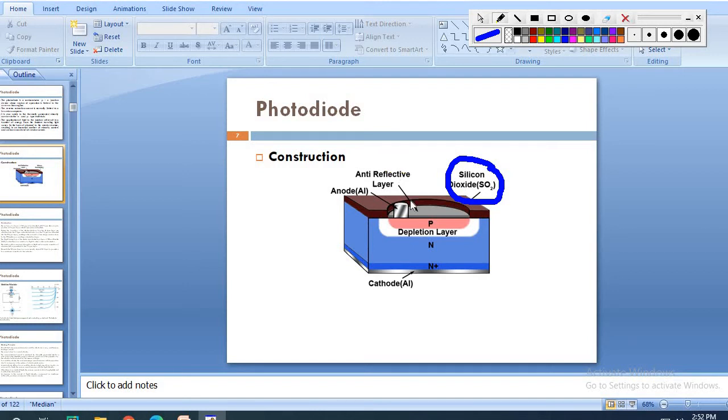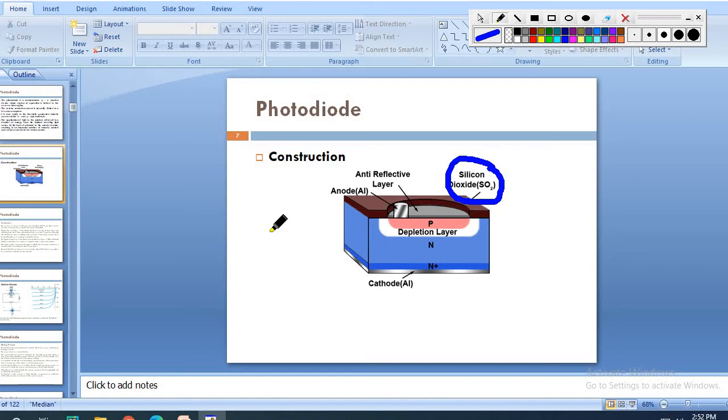And one more thing, I need to connect this anode with the aluminum layer, which is connected to the P type, and the N plus layer, which is connected to the cathode, for low resistance purposes. This is exactly the construction part of the photodiode. So I hope you understood how the photodiode is built and what the purpose of using this photodiode is.